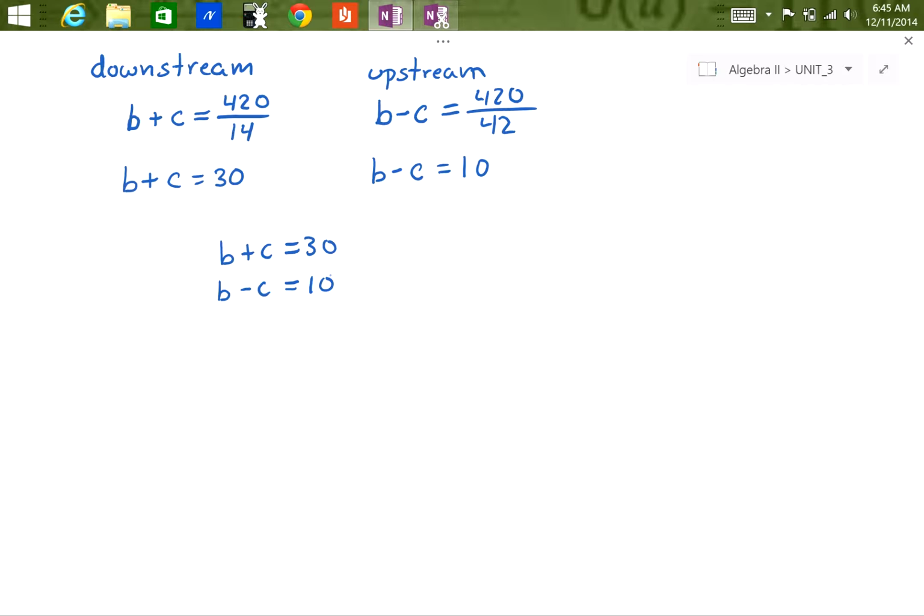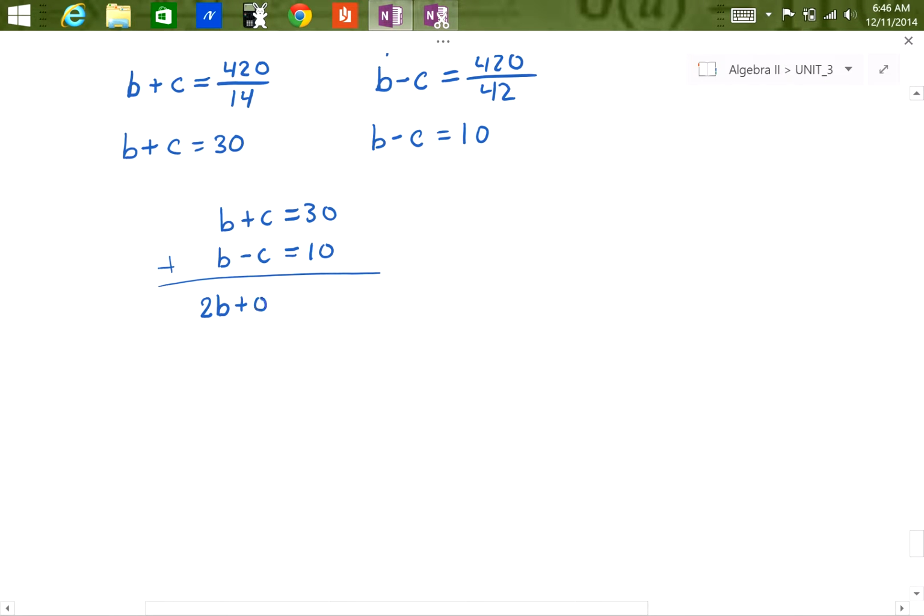So let's take a look at what we've got here. I've got a system of equations that I now want to solve. Well, I see that this is already perfectly set up for elimination because I have a positive C and a negative C. If I add them together, it will cancel out. So let's add these two equations together. First, we have B plus B. That gives us 2B. Then plus C plus negative C. Well, those cancel out to give us 0 equals 30 plus 10 is 40. So 2B is equal to 40. Dividing by 2 produces B equals 20. B equals 20, we found half of our solution.